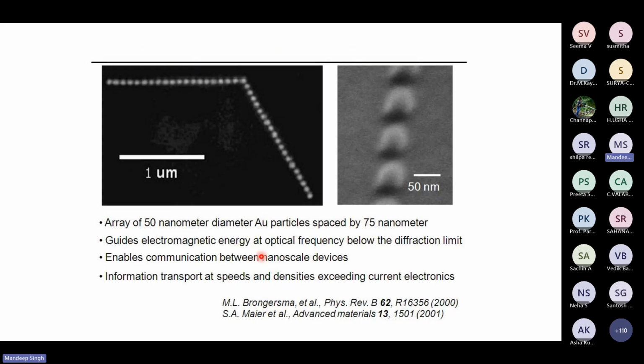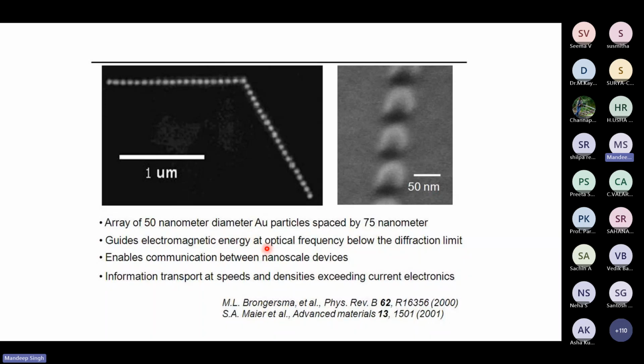Again, there are nanospheres or nanoparticles, which also excite an array of 50 nanometer diameter gold particles spaced by 75 nanometer. Again, they have excited, and coupling of this light can be possible. As I told, we can use this type of structure for sensors as well. Refractive index sensors can be designed using this nanoparticle design, where coupling is possible, but we have to use the diameter carefully. As I told, we can use the range of 10 nanometer to 100 nanometer.